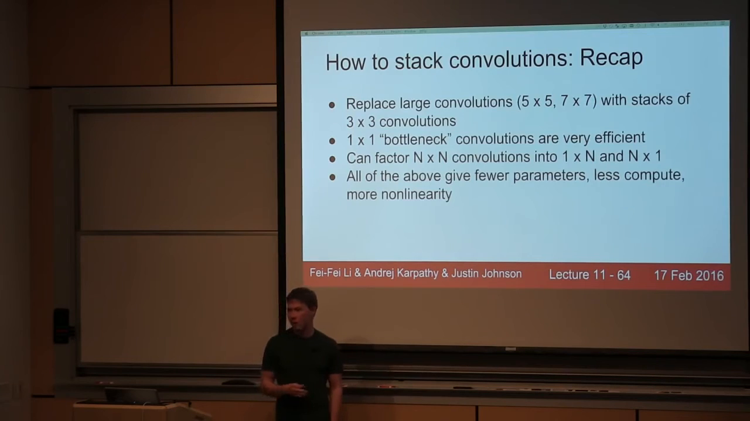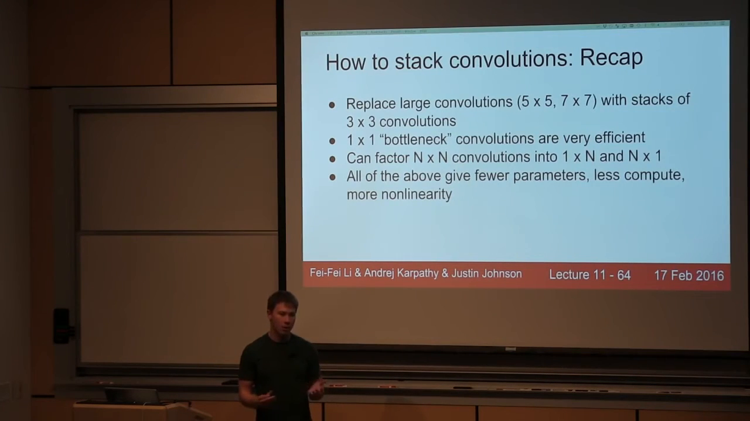Another thing that's become pretty common, I think, is this idea of one-by-one bottlenecking. You see that in both versions of GoogleNet and also in ResNet. And that helps you save a lot on parameters. So I think that's a useful trick to keep in mind. And this idea of factoring convolutions into these asymmetric filters, I think, is maybe not so widely used right now, but it may become more commonly used in the future.